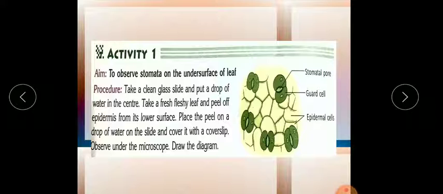Now the next activity is activity number 2, page number 54. In this, the aim is to demonstrate that starch is formed during photosynthesis. I have already told you in my last video that starch is a stored food, stored in different parts of the plant. So how will we test? There are a few very easy steps.